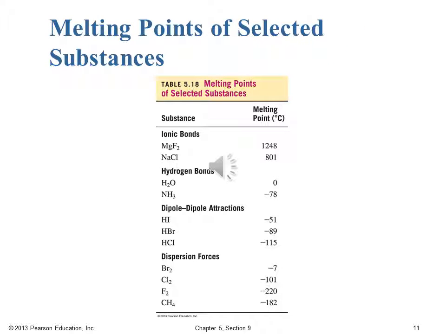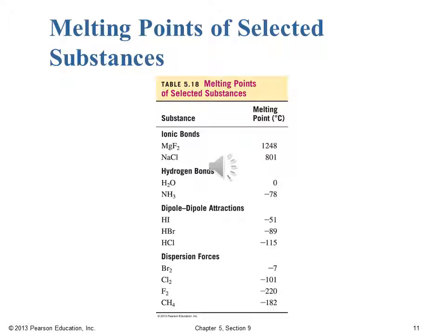So here we are at table 5.18. We have the melting points of selected substances, and we see the ionic examples, magnesium fluoride and sodium chloride. They're very high melting, over 800 for both, over 1200 for the magnesium fluoride. So very strong, stable ionic bonds there.